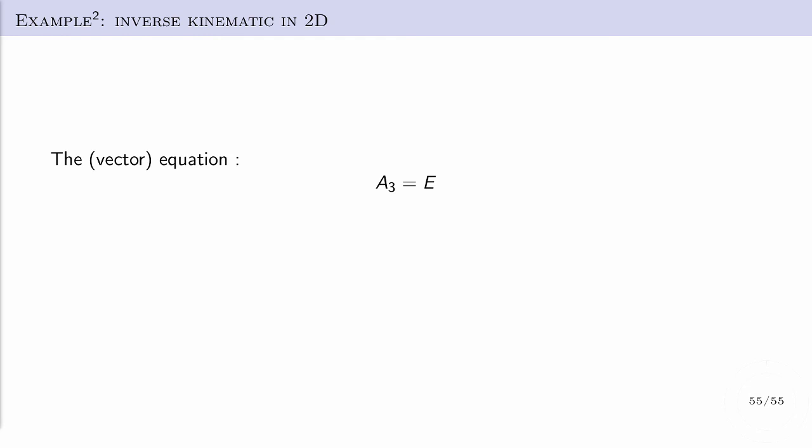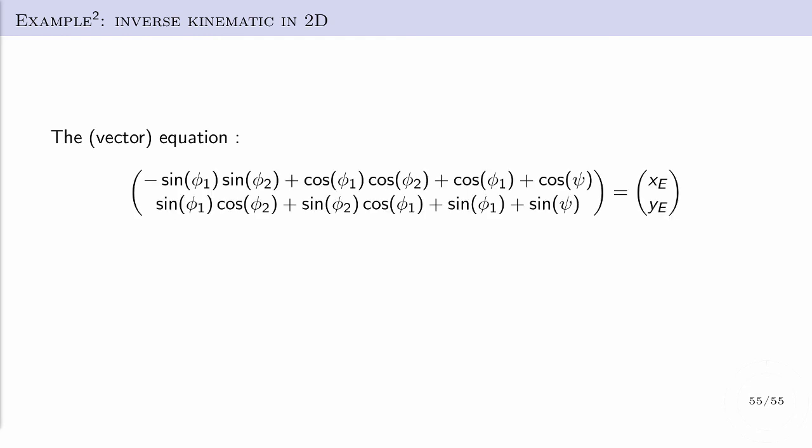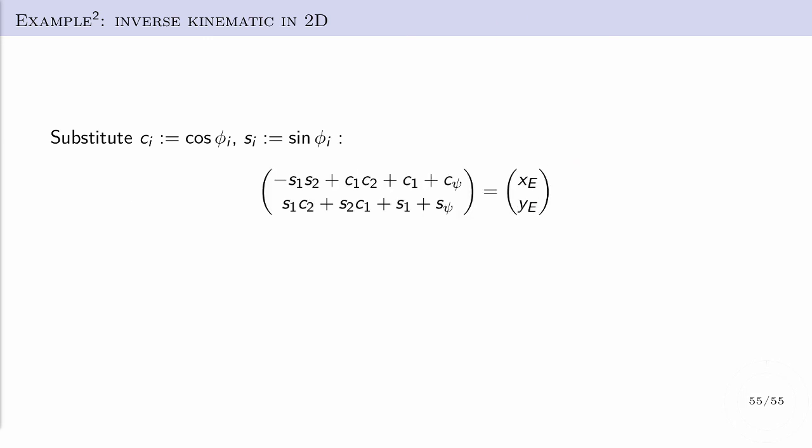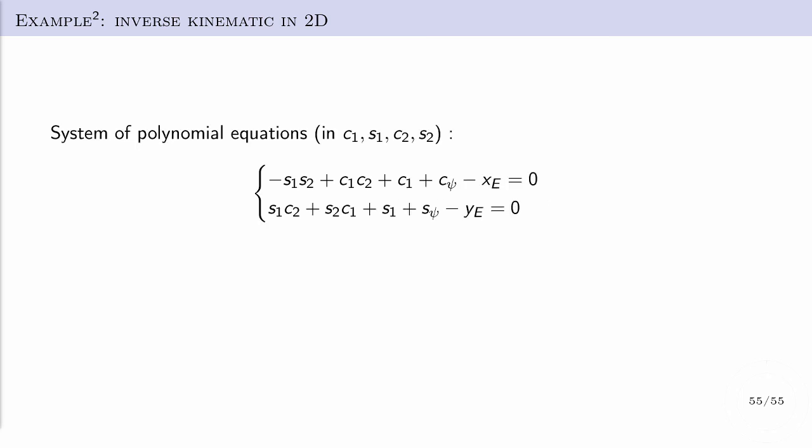So using the formula for A3, this can be written as a trigonometric vector equation. We can rewrite it by substituting Ci for cosine phi I, Si for sine phi I, and Cs for cosine and sine of psi. So this way we arrive at the following vector equation, which can be rewritten as a system of polynomial equations in these four variables C1, S1, C2, S2.